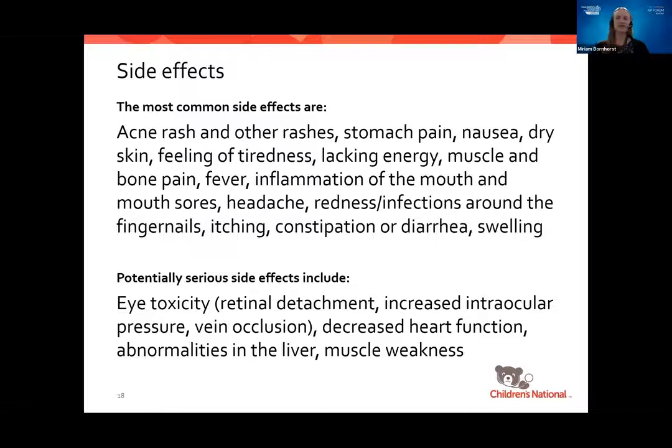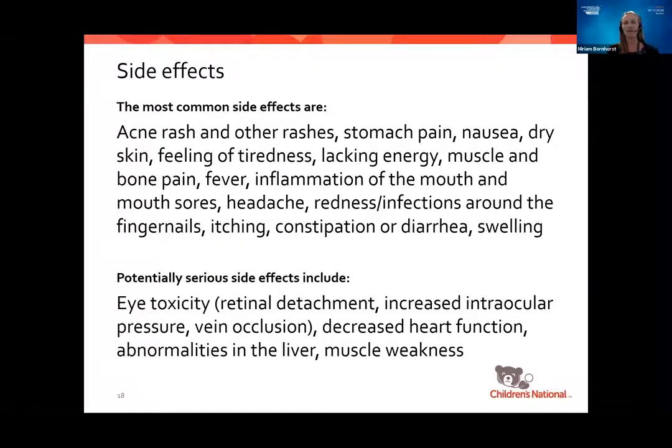Dr. Gross already went over the side effects, so I won't have to go over this very long, but there are some side effects definitely with this medication. There's common side effects, and then there's potentially serious side effects. And so if you are treated with a MEK inhibitor, you do have to be followed very closely by a physician who knows the side effects and knows what to watch for.